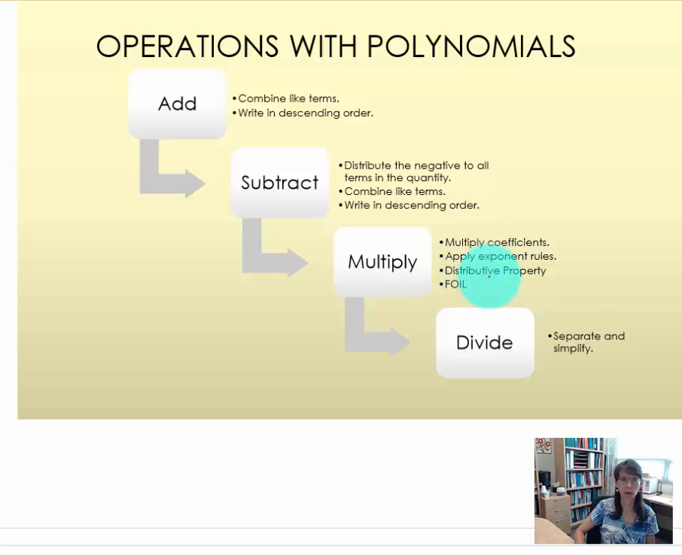We can distribute, and some of you know that as the FOIL technique, but remember FOIL is only used for binomials. So if we have other types of polynomials like trinomials or multiple term polynomials, then distributing is the way to go. Finally, we'll work with dividing by a monomial term, so I'll show you the separate and simplify technique.